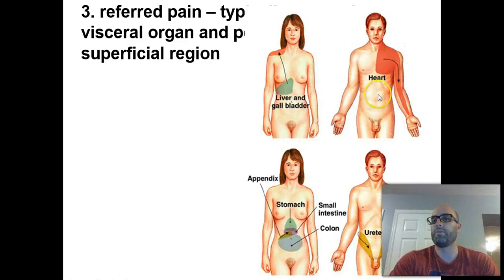There's like other kinds of referred pain. I find this one to be the most interesting, that if you have liver or gallbladder problems, your right upper shoulder hurts. That one blows me away. I don't really understand that one too much. And these are common ones, referred pain down in the abdominal regions.